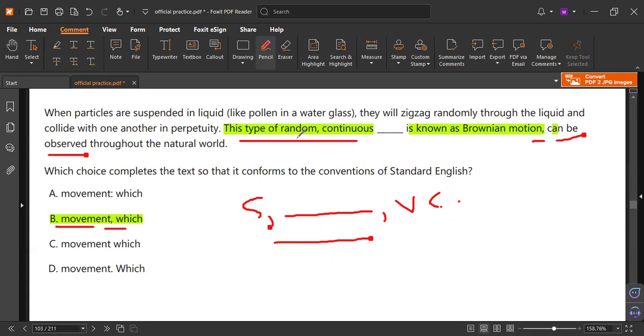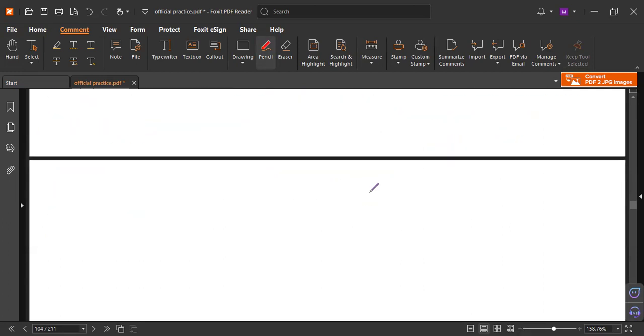What can be observed this time? Feel it? Yes. This structure is the most common and is correct. What is next?